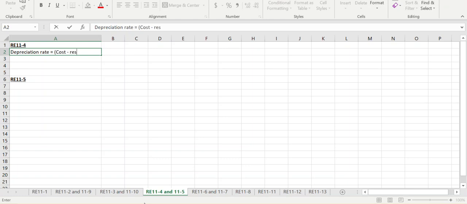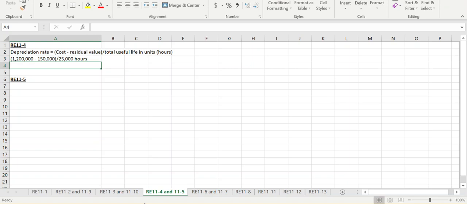So we take our cost minus that residual value, what we think we can sell it for at the end of its useful life, divided by its total useful life in units. So maybe in this case, it's hours, it could be miles, it could be units produced, whatever the case may be. So for us, we had an asset that's costing us $1.2 million. We think that we can sell that asset for $150,000 at the end of its useful life. And we think that useful life is 25,000 hours in total. So that means for every hour that we use that asset, we are going to accumulate $42 in depreciation expense.